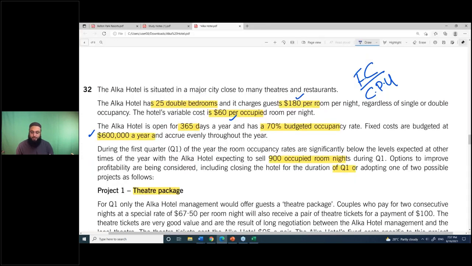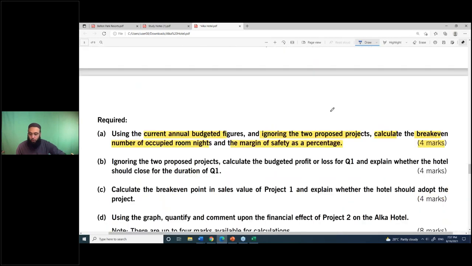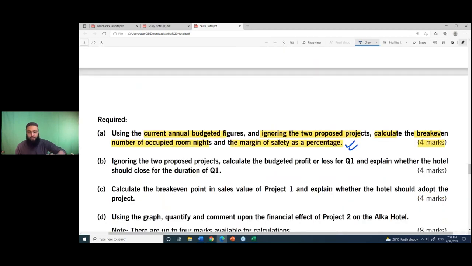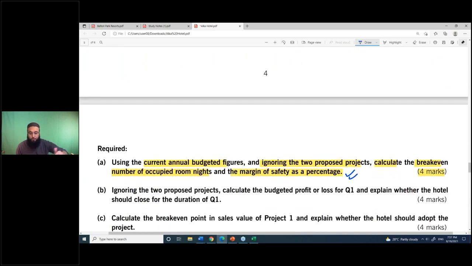So let's have a look. MOS in terms of what? Percentage or units? So as a percentage, you need to work out MOS. The formula is simple. I'm sure you remember the formula. It's the sales minus the break even, divided by sales, into 100%, is what you can work out through this.